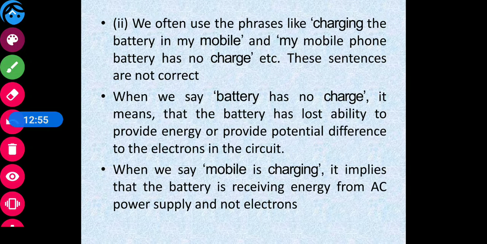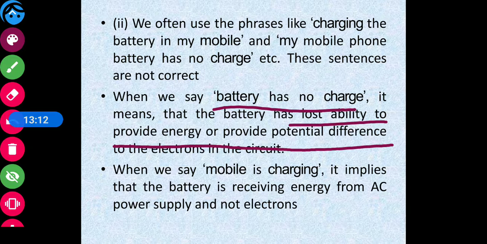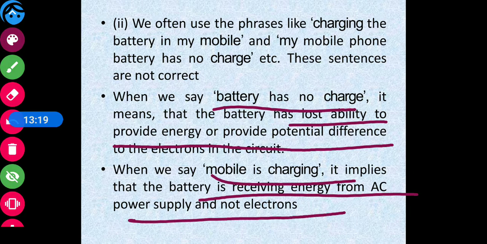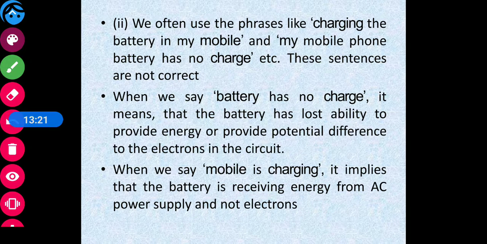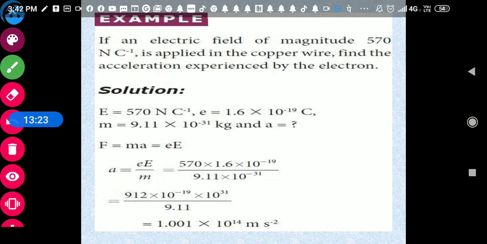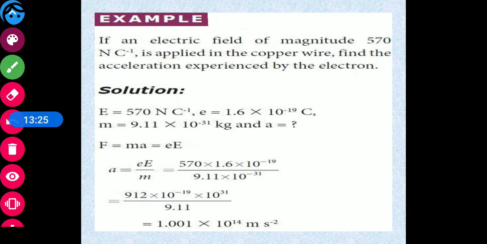We often use phrases like charging the battery in my mobile, or my mobile phone battery has no charge. These sentences are also not correct. When we say that the battery has no charge, it means that the battery has lost the ability to provide energy or to provide the potential difference. And when we say that the mobile is charging, it means the battery is receiving energy from the AC power and not the electrons. Similarly, we can solve this example very easily.